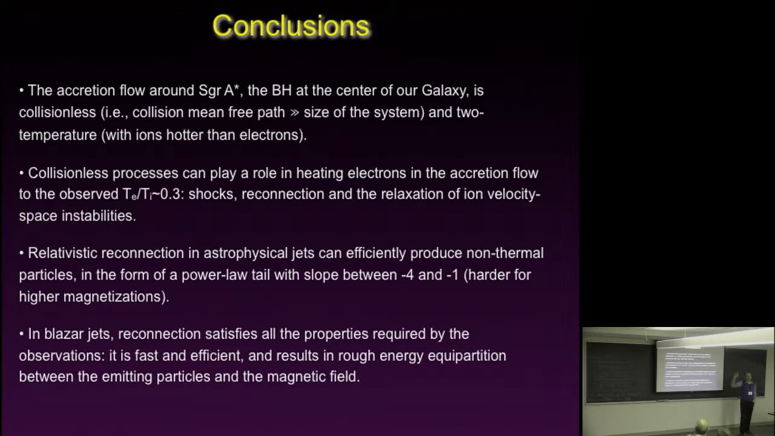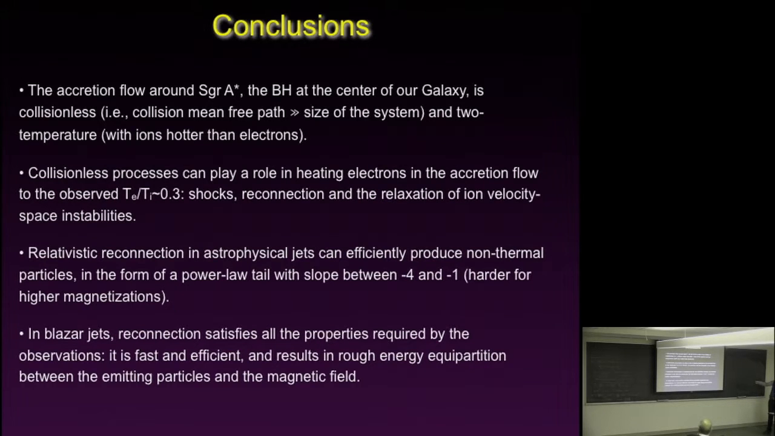The accretion flow at the center of our galaxy is collisionless. So the collision mean free path is much larger than the size of the system. This cannot be described in MHD. You need a subgrid model that is a collisionless description of the plasma, and then this subgrid model can be used within an MHD framework. Studies are underway for understanding why the temperature ratio in collisionless accretion flows is not unity, but less than unity.